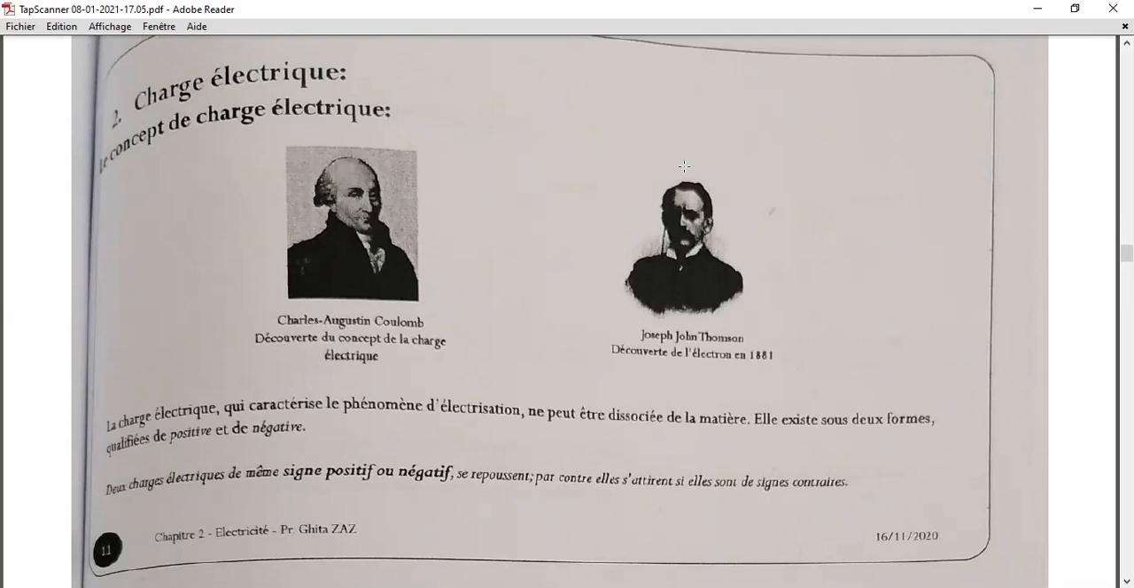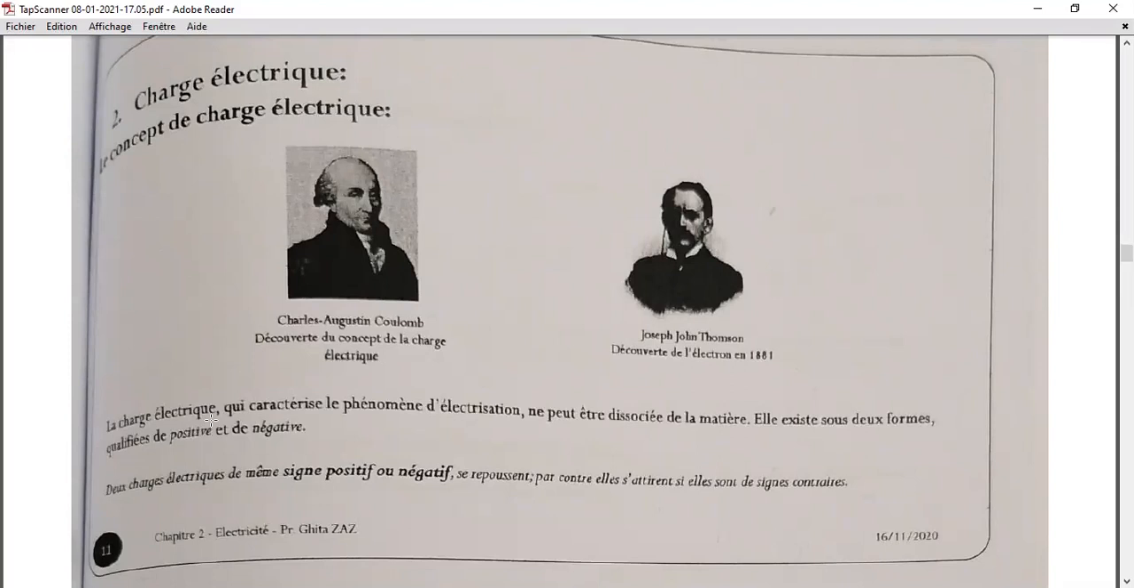If you want to know more about their history, you can just Google them and read about them. Charles Augustin Coulomb discovered the concept of the electric charge, and Joseph John Thomson discovered the electron in 1881. So the electric charge, which characterizes the phenomenon of electrization, the phenomenon of making something electrically charged, cannot be dissociated from matter.